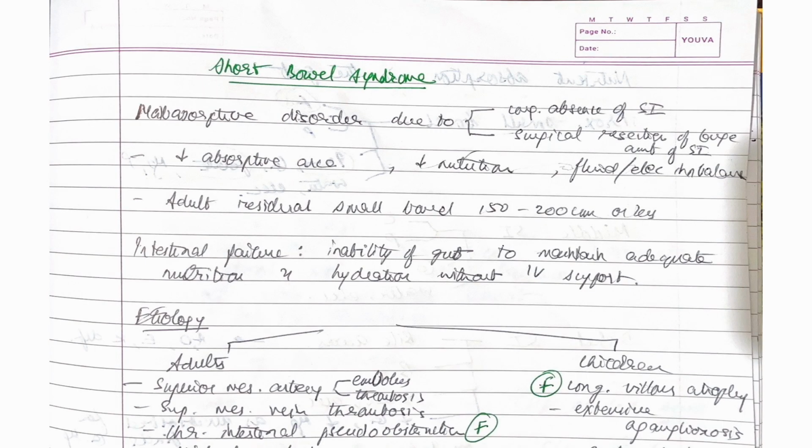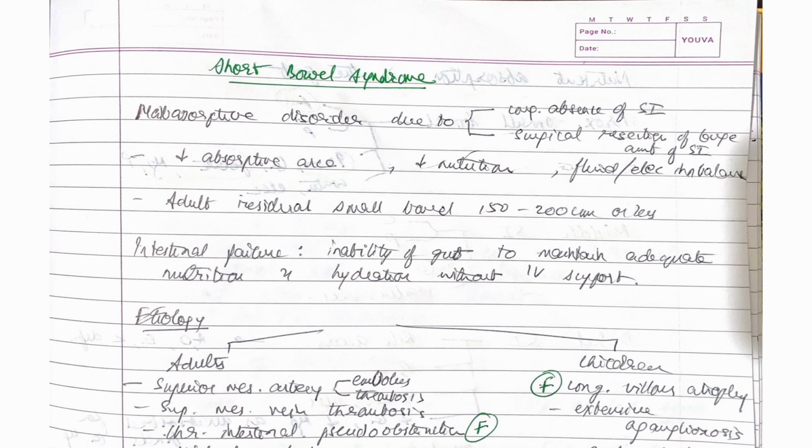Short bowel syndrome. Short bowel syndrome is a malabsorptive disorder due to either the congenital absence of the small intestine or surgical resection of a large amount of small intestine. What it causes is a decrease in absorptive area and thereby a decrease in nutrition and fluid and electrolyte imbalance.